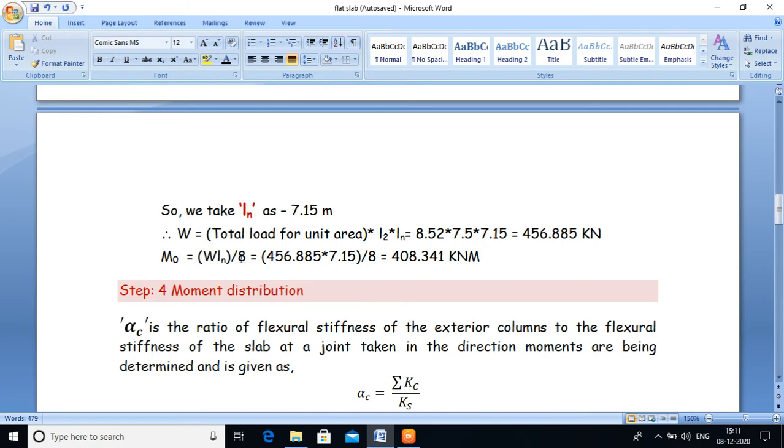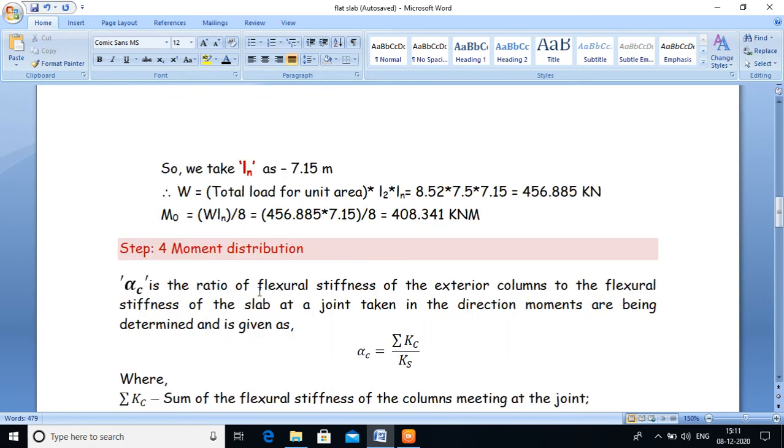That is nothing but step number 4, the distribution of this moment m0. For this distribution of moment we require certain terms. The very first is alpha c, the ratio of flexural stiffness of exterior columns to the flexural stiffness of the slab at the joint, taken in the direction of moments being determined.